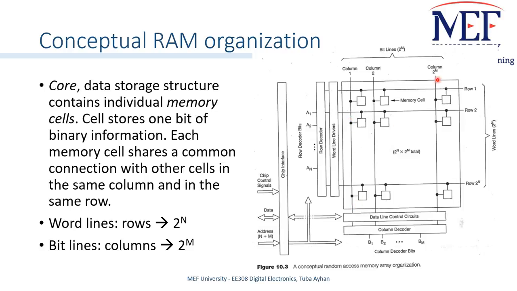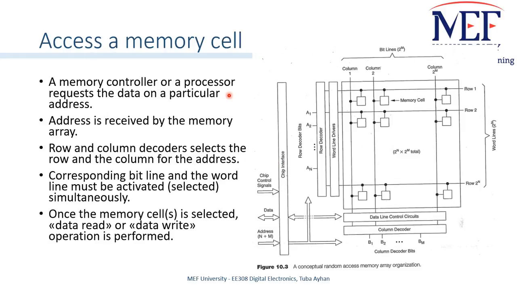In this structure, there are 2 to the m columns and 2 to the n rows. The rows are called word lines and the columns are called bit lines. To access a particular memory cell, we need to activate the corresponding word line and the bit line simultaneously according to the address received by the memory array.